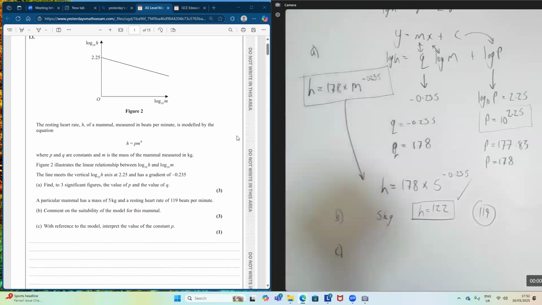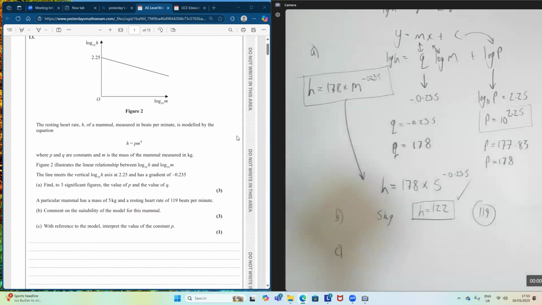Part C, let's have a look at that. With reference to the model, interpret the value of the constant P. Now, this really confuses people very often in this particular question, because people instinctively would want to think that this is the initial heart rate of the mammal or something like that, because very often in these logarithm modelling questions, that is the kind of thing that we would be after. However, in this case, that is not the case.